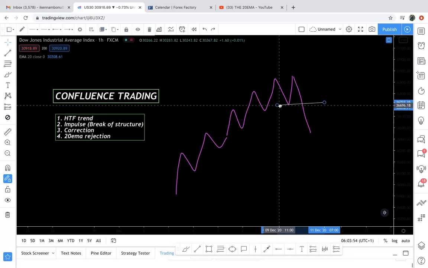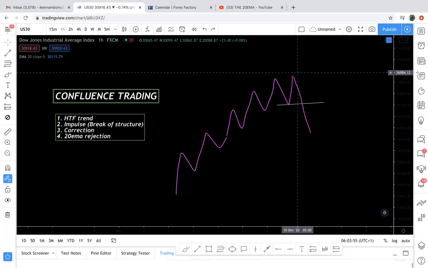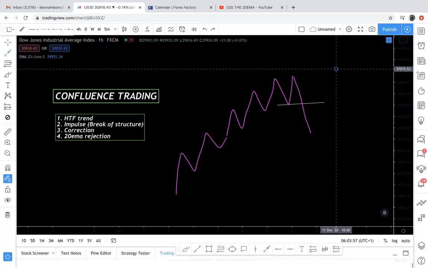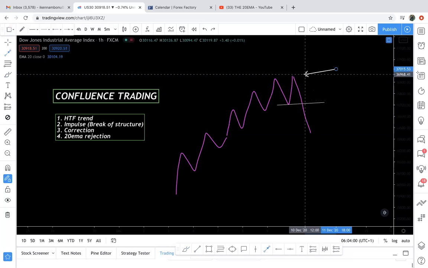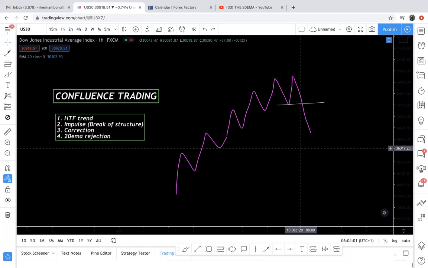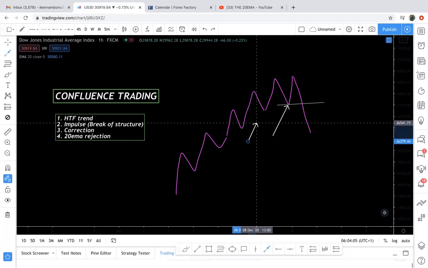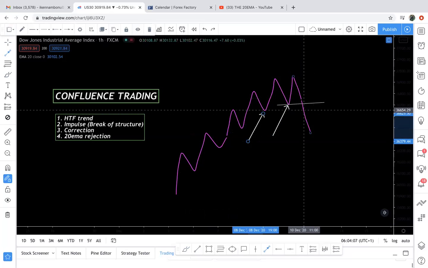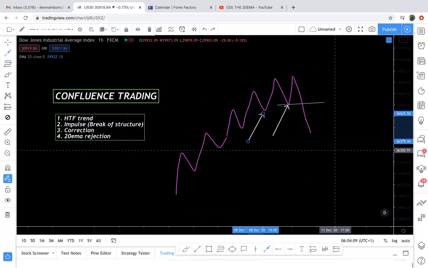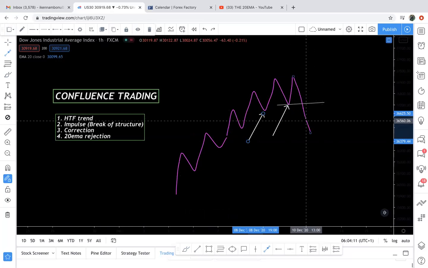Now see what happened. We have an impulse move to the downside, which is this particular movement you can see. And what happened to that movement? Obviously, you see we broke out of structure, broke out of these lows right here. So that's a shift in momentum, a break of structure. We have an impulsive move that breaks the structure.